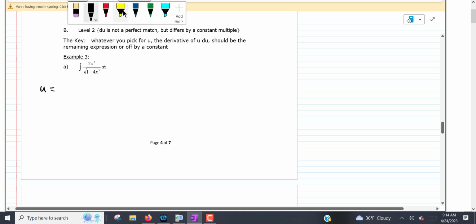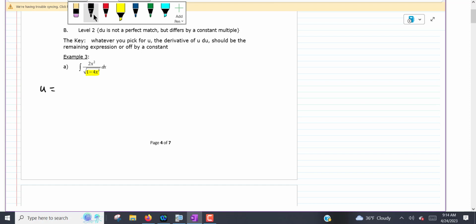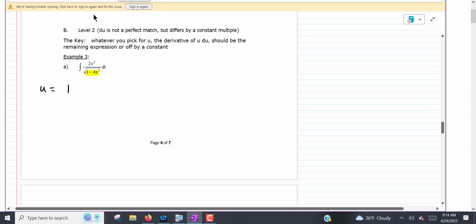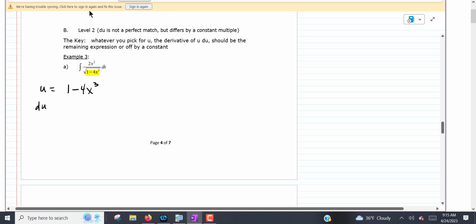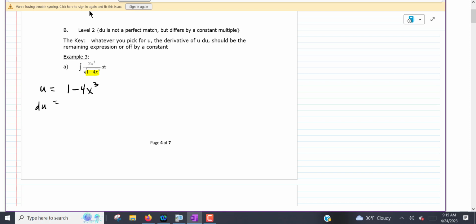We're going to let u be what's under the square root this time. So you want to write down u is equal to 1 minus 4x to the 3rd. You don't even want to look at the integral yet. You just want to go ahead and do du. Tell me what you think du is. What's the derivative of 1 minus 4x to the 3rd? Negative 12x squared times dx, right?